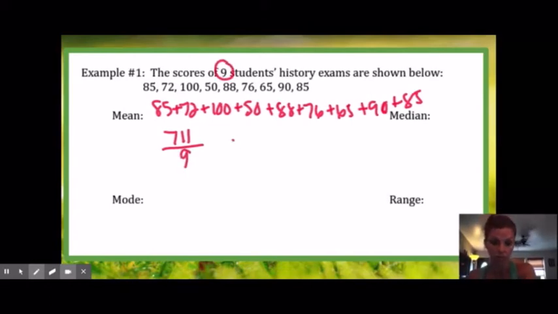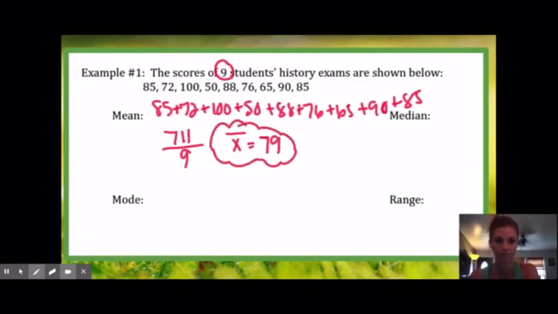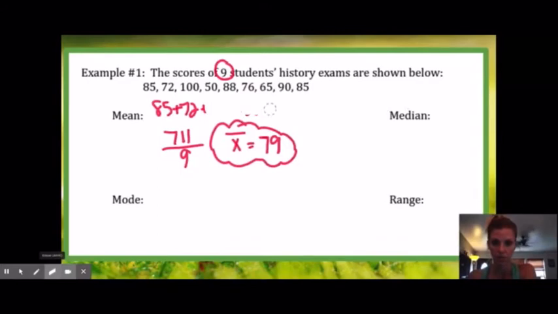And your mean, I'm going to do that x with a bar over it. That's the symbol for the mean, is 79. So the average test score on this particular history exam was a 79. Okay, kind of get rid of that. I just wanted to show you for that one. I won't write it out ever again.